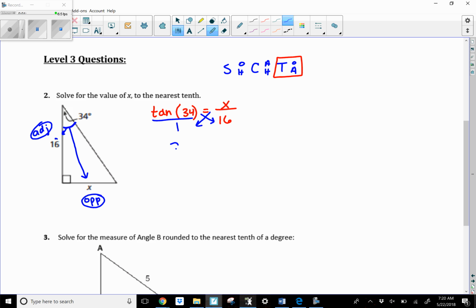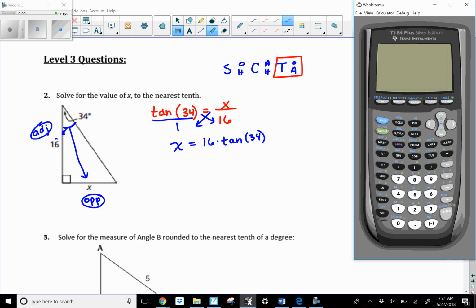On the left side, I'm going to be left with x is equal to 16 times the tangent of 34. Don't write any shortcuts here. Just go ahead and write the full thing out about what you're going to type into your calculator. This way, when you go to type it in, we're good to go. In this case, make sure your calculator is in degree mode, which we are. I'm in mode. It says degree mode. We're good. Then in my calculator, I'm just going to type in 16 times the tangent of 34.